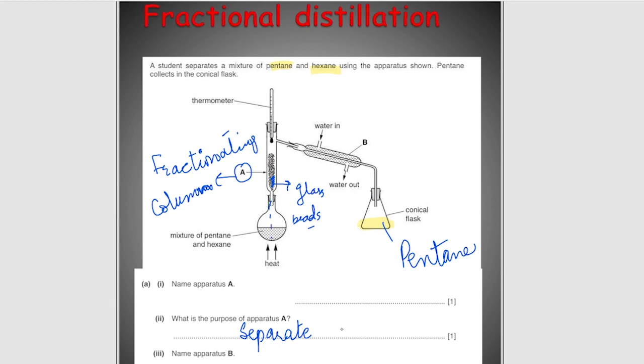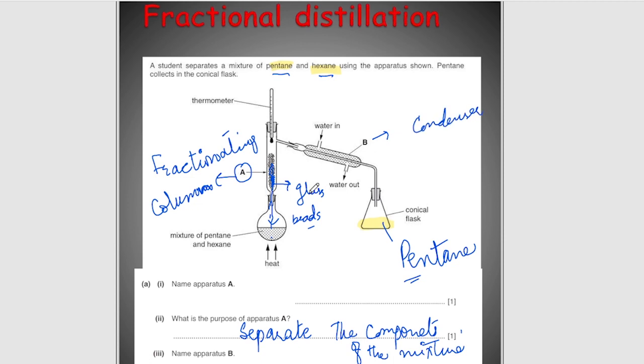So it is used to separate the components of the mixture. The substance whose boiling point is not reached there will come down. For example, pentane and hexane: if we are collecting pentane here, and the vapors of hexane move up, they will be condensed back down into the round bottom flask. Name apparatus B. This is the Liebig condenser.